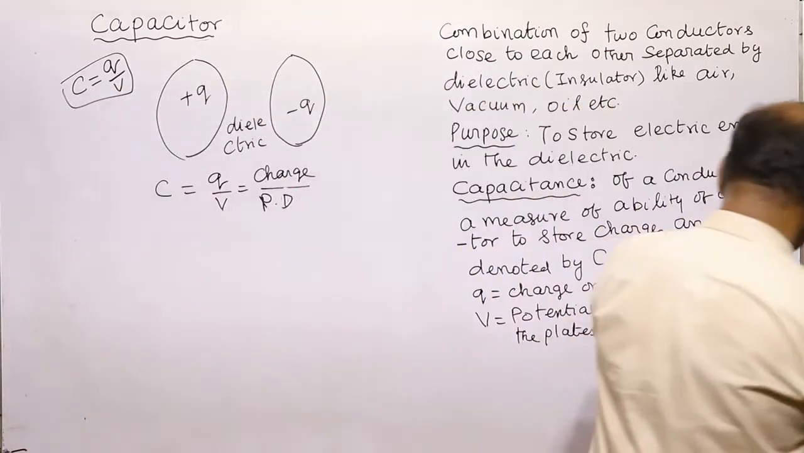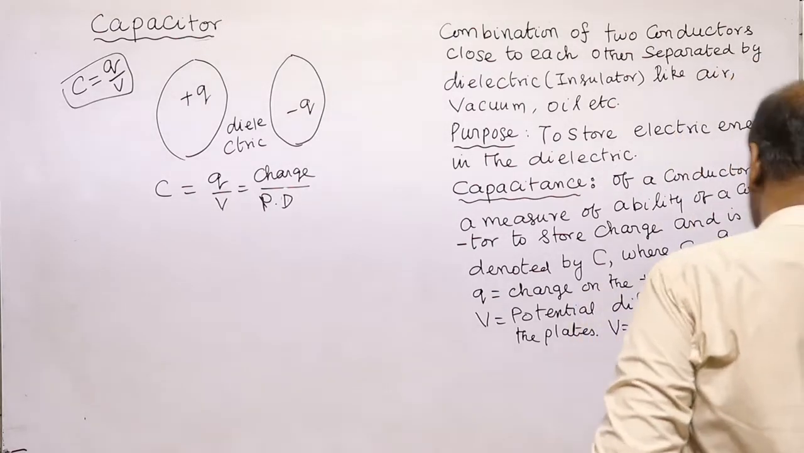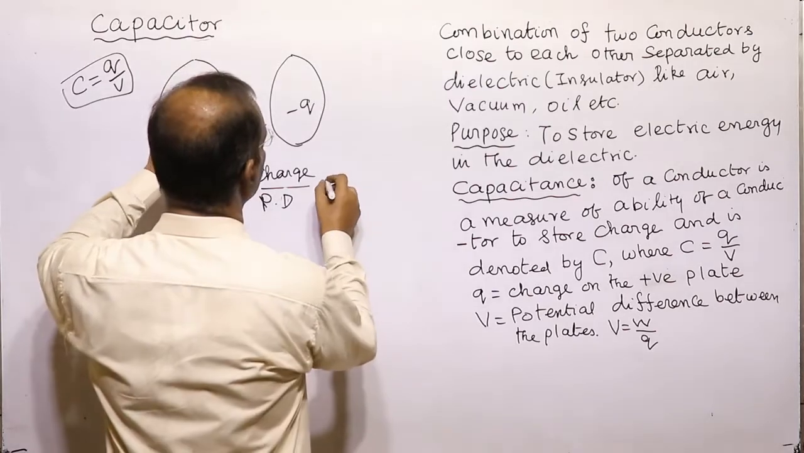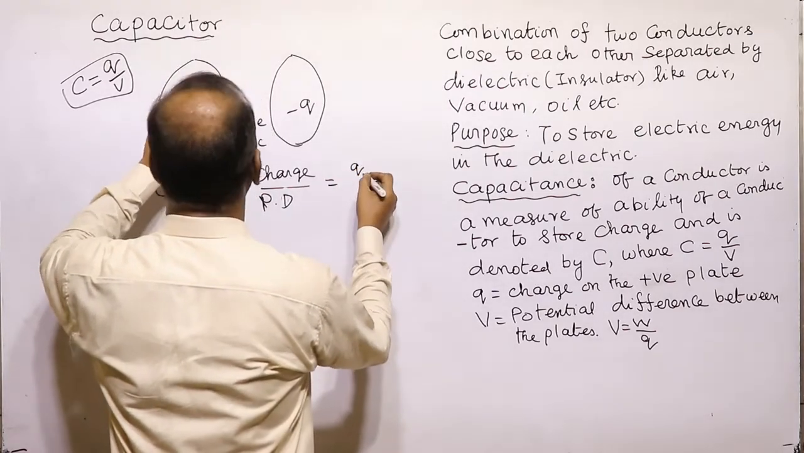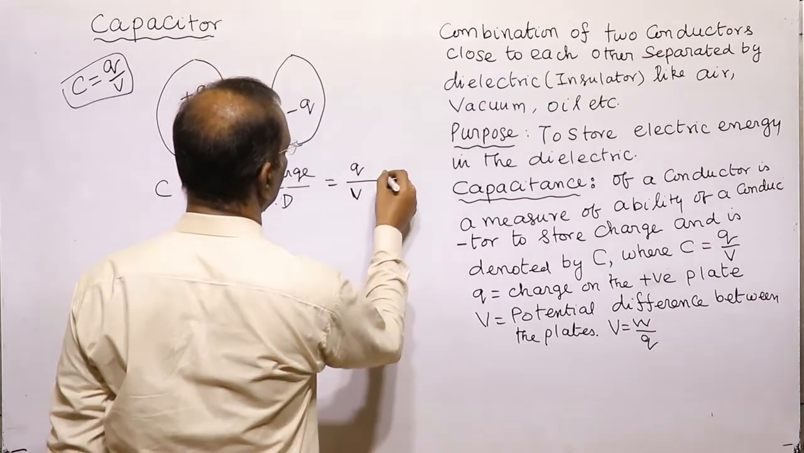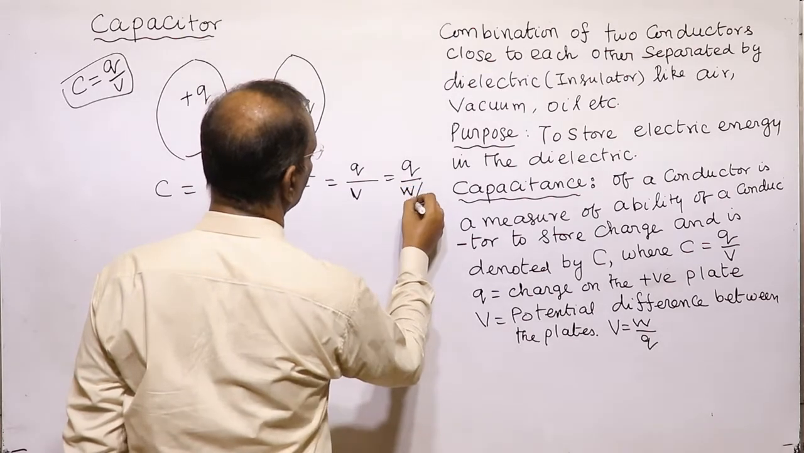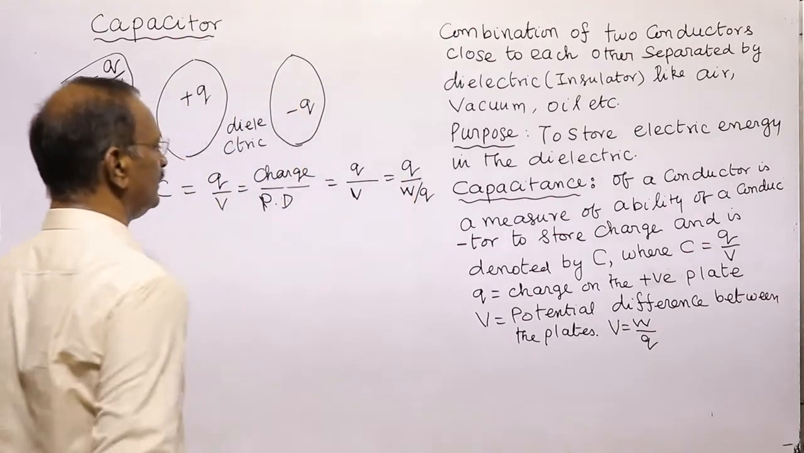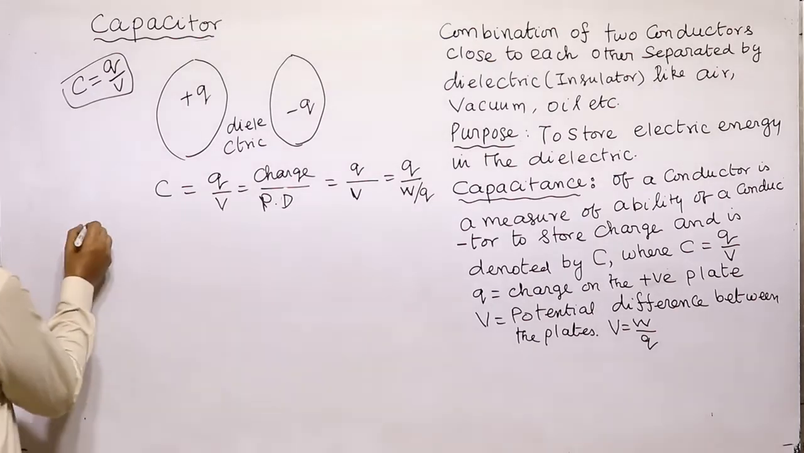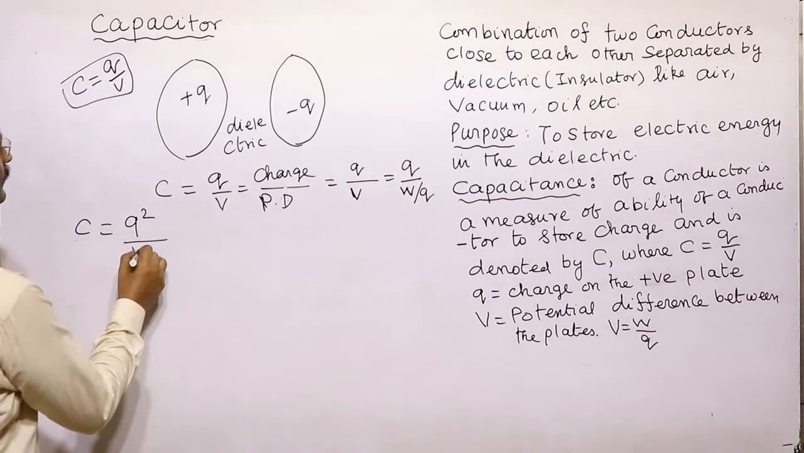How are we defining potential difference? Charge means the positive charge of the conductor, and potential difference V is equal to the work done in bringing a charge from infinity to any point. So we can say the capacitance is equal to Q square by W.